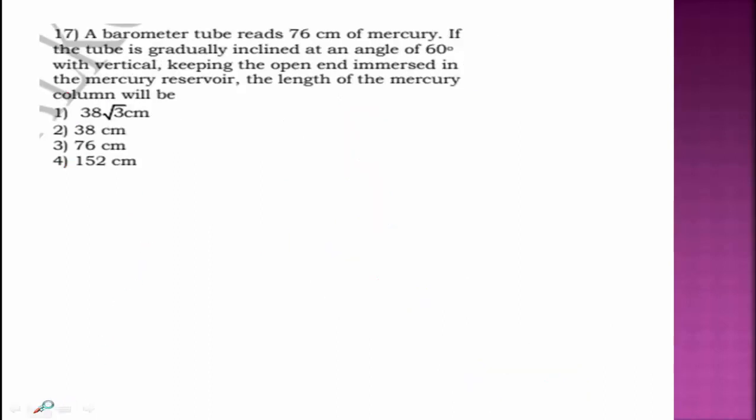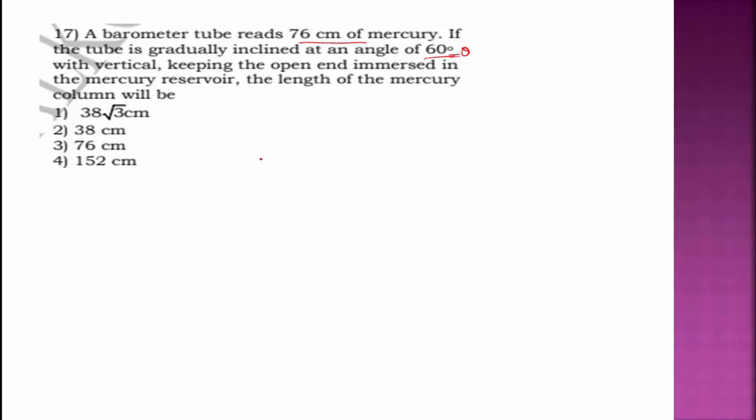Then the next question is, a barometer tube reads 76 centimeter of mercury. If the tube is gradually inclined at an angle of 60 degree with vertical, keeping the open end immersed in the mercury reservoir, the length of the mercury column will be. Here, the barometer tube reads 76 centimeter of mercury, and the tube is gradually inclined, this is theta equal to 60 degree.